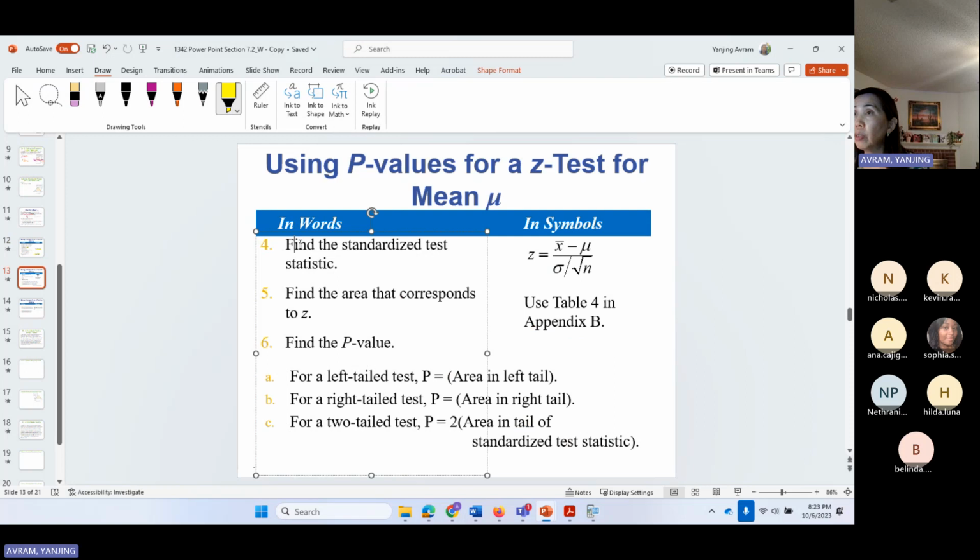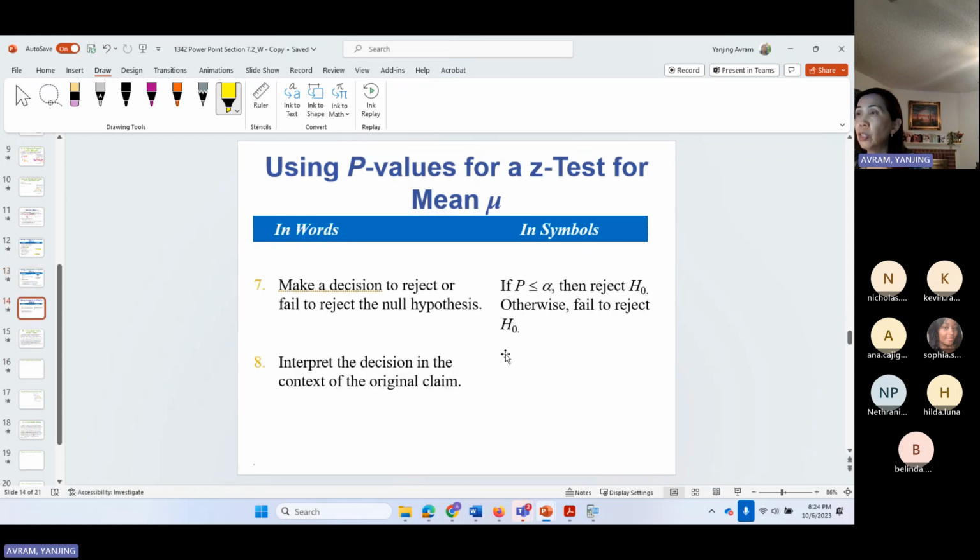Okay, and then you use the formula to find the z-score. After you find the z-score, you can find the area, right? Depending on whether this is left tail, right tail, or two tail, you can find the p-value from table 4 and identify the correct p-value. If this is two tail, remember you have to multiply by 2 in order to get the whole p-value.